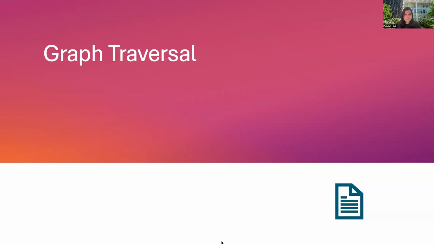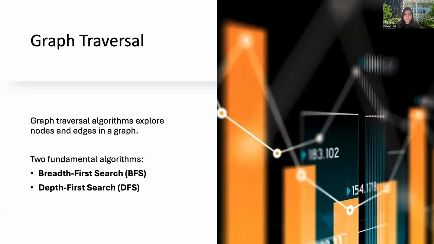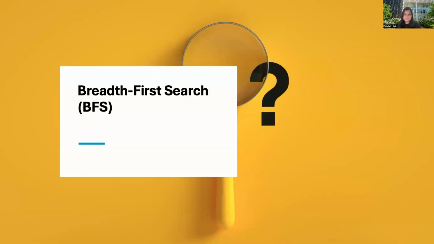So, let's talk about graph traversals. Graph traversal algorithms explore nodes and edges in a graph. There are two fundamental algorithms when you want to traverse nodes in a graph. The first one is called breadth first search, and the second is depth first search. I'll be talking about each of these in detail.